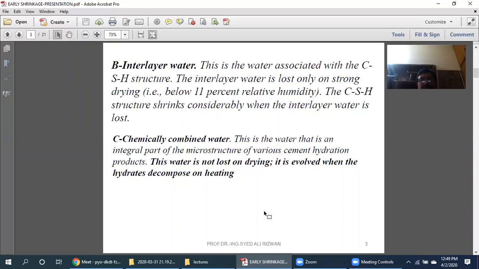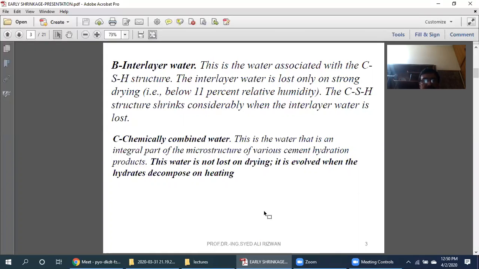The other type of water which is held in capillaries is called interlayer water. This is the water associated with CSH structure. The interlayer water is lost only on strong drying, that is below 11% of relative humidity. The CSH structure shrinks considerably when the interlayer water is lost.